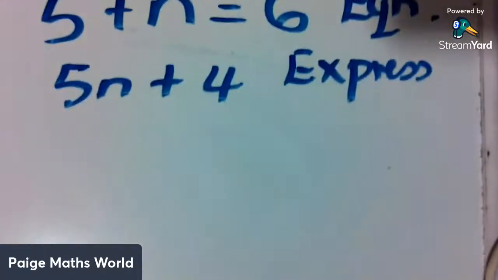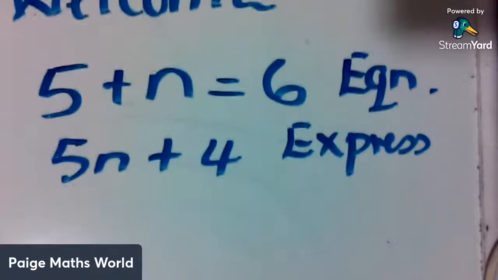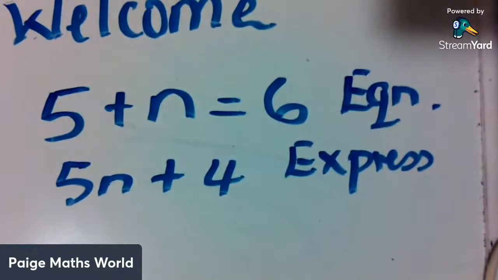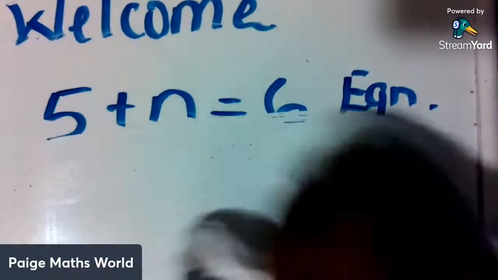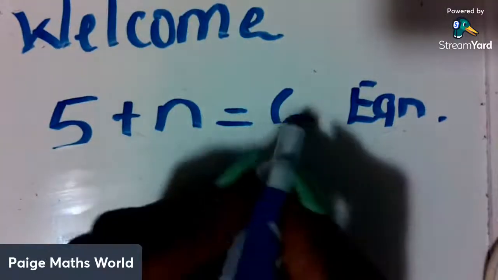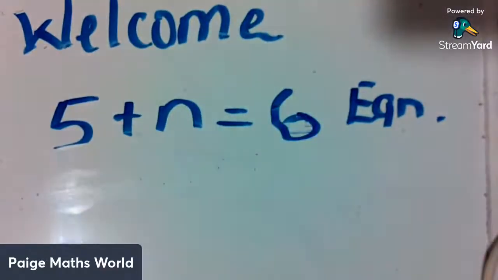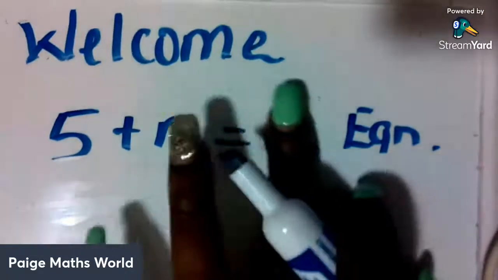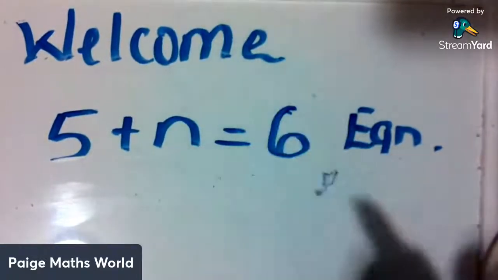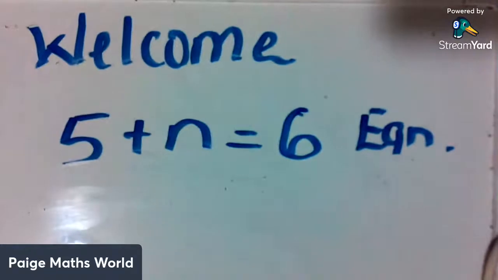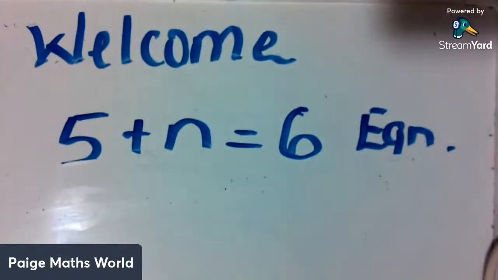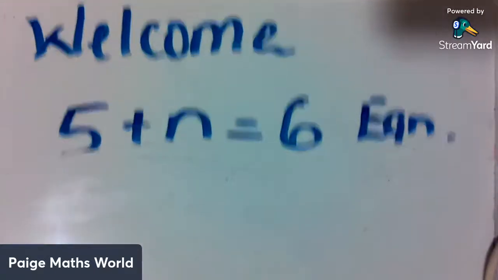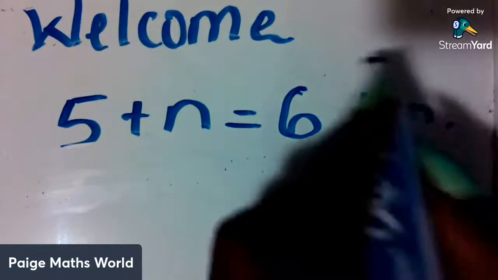So we can take the example from above, and we're going to look at how we would solve this equation. So we have 5 plus n is equal to 6. Now, I want to find n. I want to get n by itself, right? How would I get n by itself?